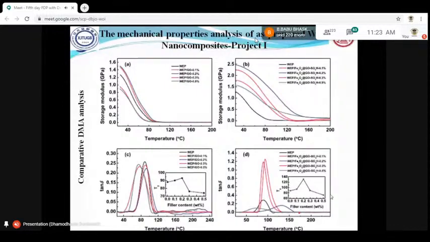The same way, the tan delta value is the glass transition temperature. We can see the glass transition temperature is also increasing remarkably. Generally, glass transition temperature is nothing but the rubber state becoming the glassy state. The change between the rubber state and the glassy state is nothing but the glass transition temperature.